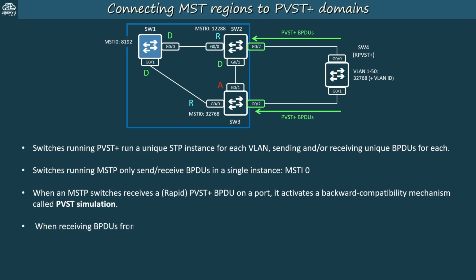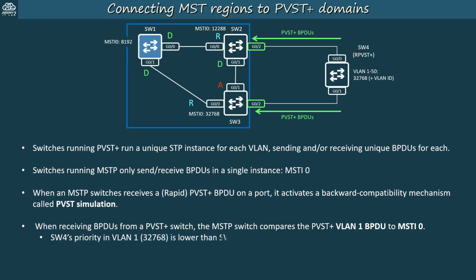When receiving BPDUs from a PVST Plus switch, the MSTP switch compares the PVST Plus VLAN 1 BPDU to MSTI 0. So switch 4 sent BPDUs in 50 different VLANs to switch 2 and switch 3, but the important one is the VLAN 1 BPDU. In this case, switch 4's priority in VLAN 1, 32768, is lower than switch 1's, 8192, so switch 4 does not become the CIST root.